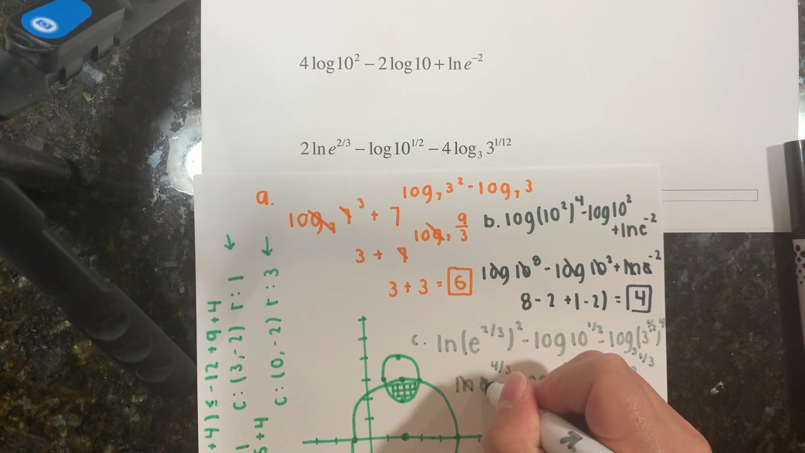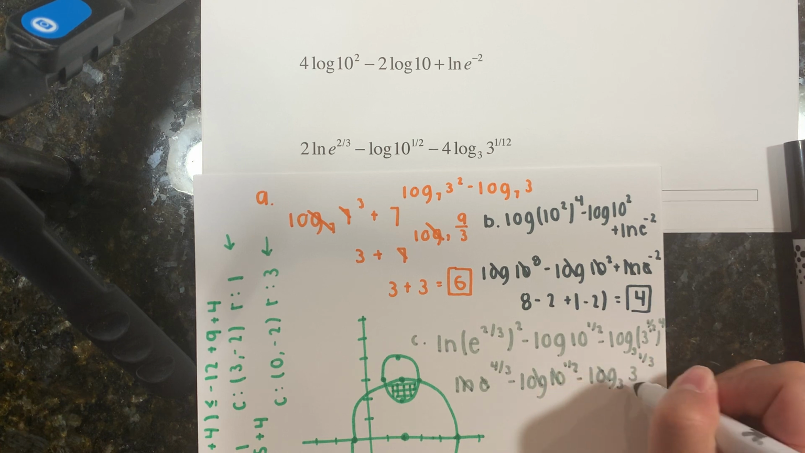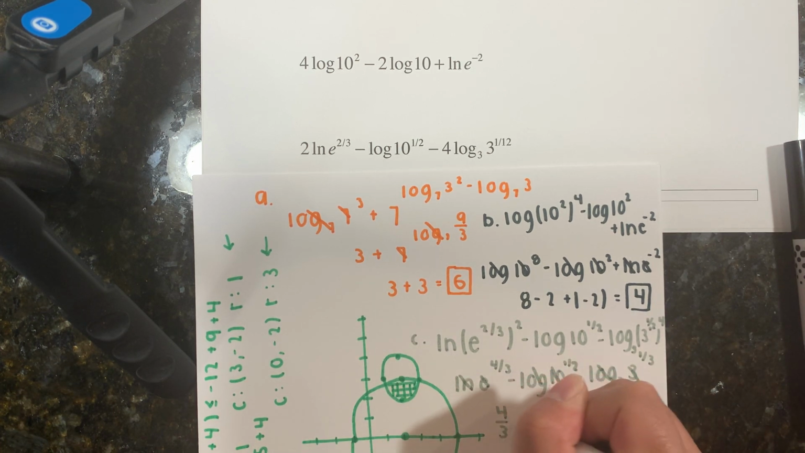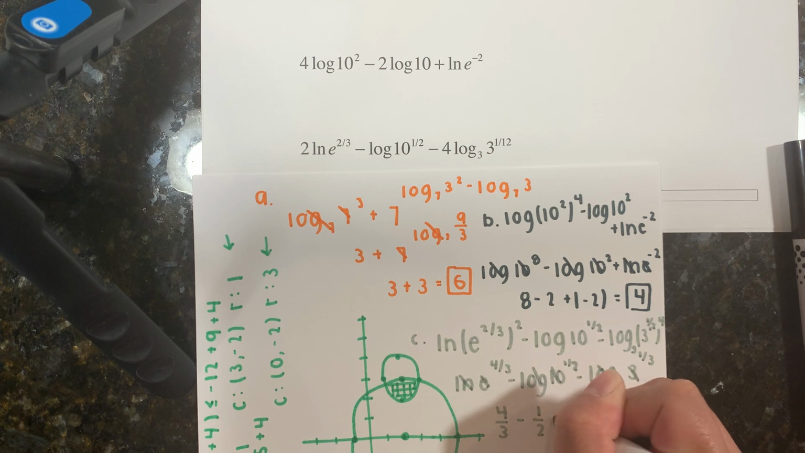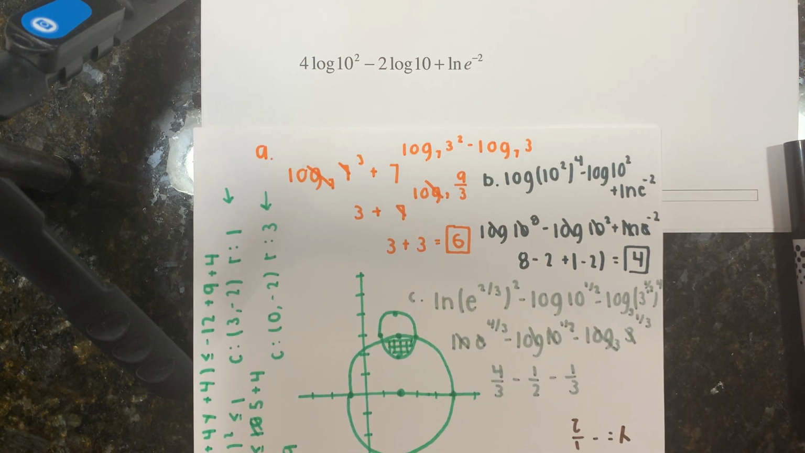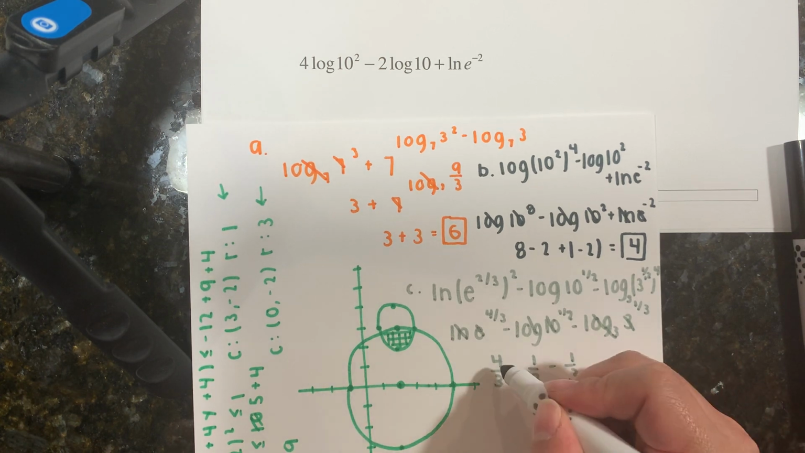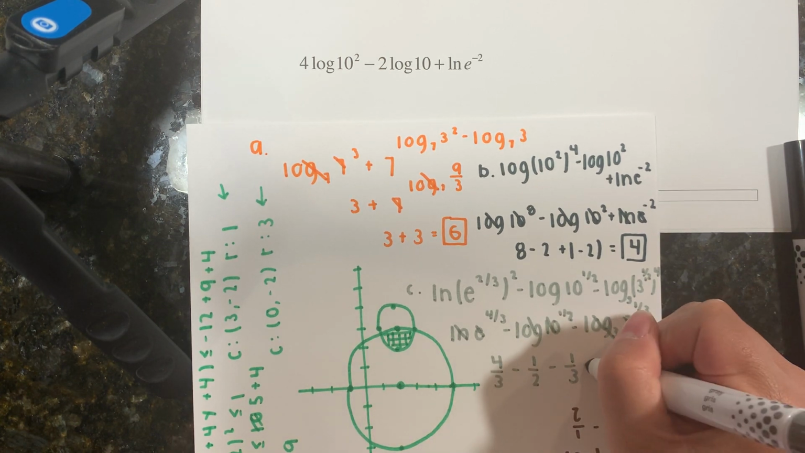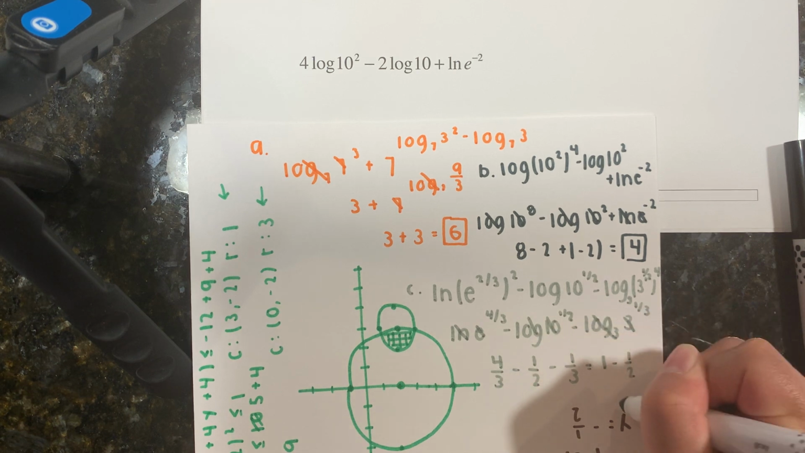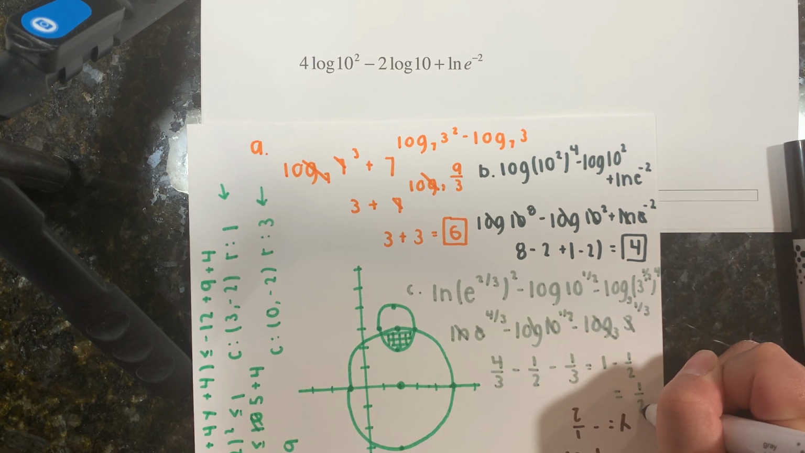Now the ln and the e, the log and the 10, that log 3 and the 3 cancel. So really I have 4/3 minus 1/2 minus 1/3. So really that's going to be 4/3 minus 1/3 is actually just 3/3. So 1 minus 1/2 means that my answer is just 1/2.